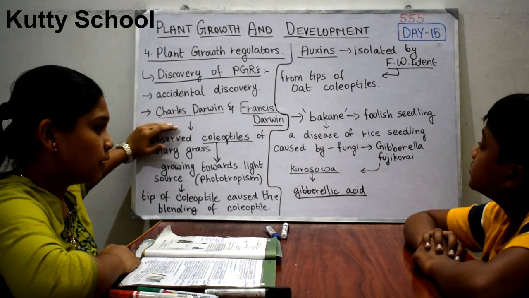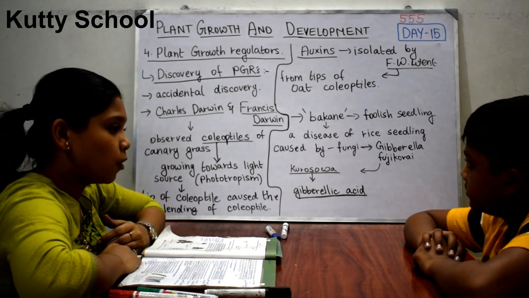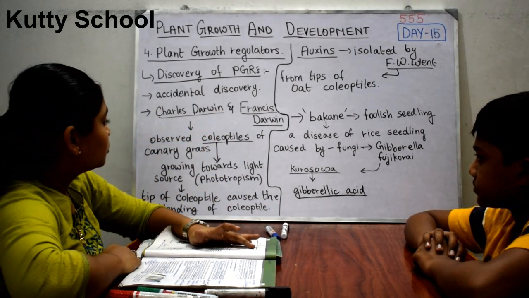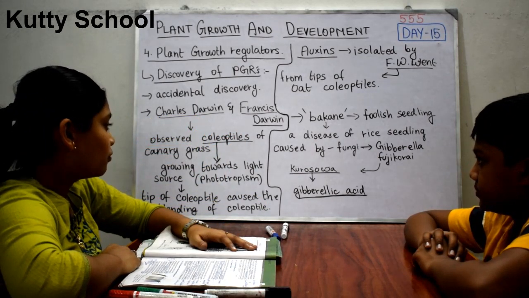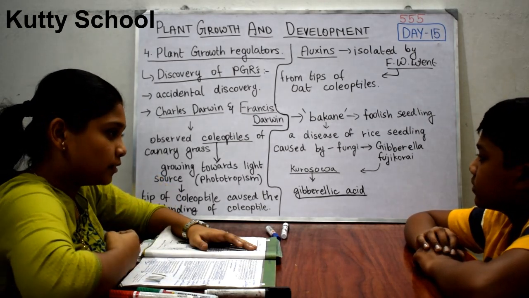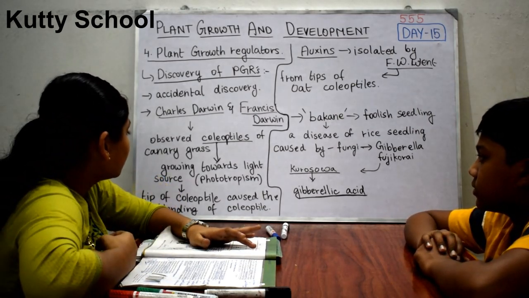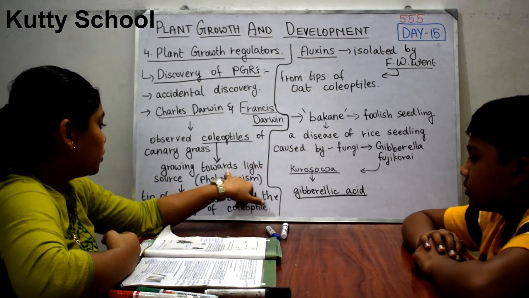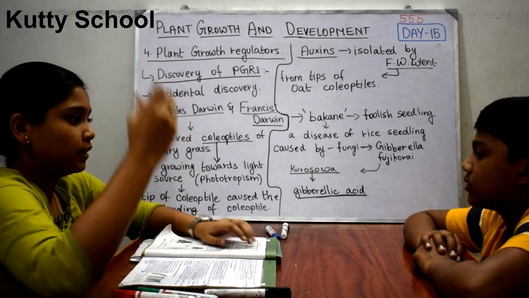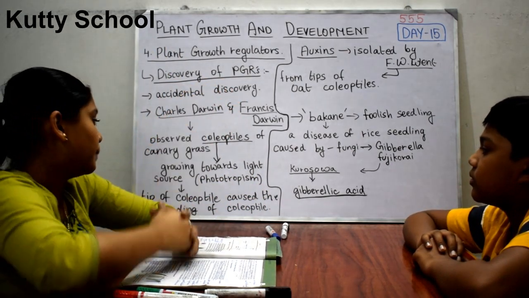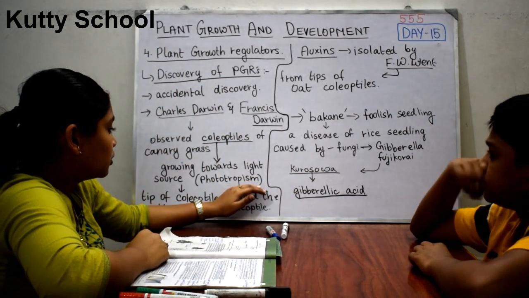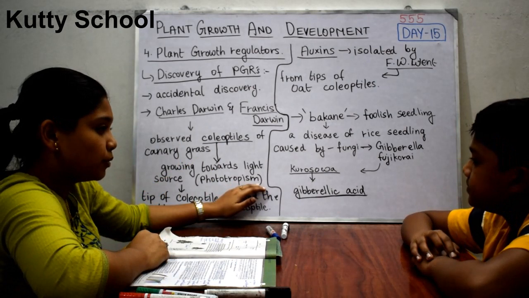Charles Darwin paved the way for the discovery of the first hormone. Charles Darwin and his son Francis Darwin observed coleoptiles of canary grass. Coleoptiles are nothing but the tip of the grass, the tip of the plant. They found that it was growing towards the light source. If sunlight is here, it goes towards here. This mechanism is known as phototropism, growing towards light.